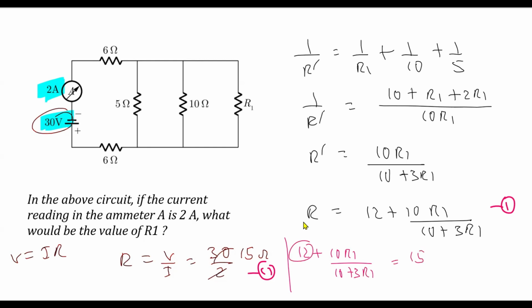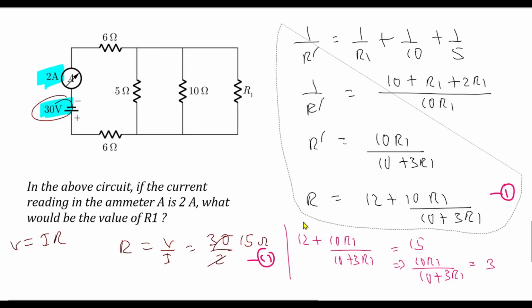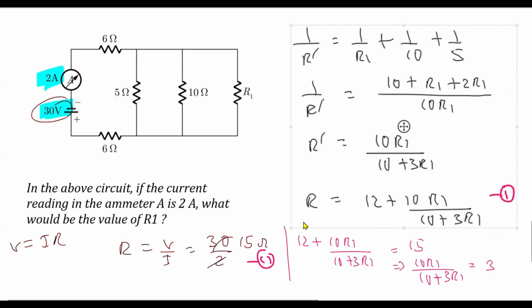So if I transpose this 12 to the other side, what we are getting here is 10 times R1 over 10 plus 3 times R1 should give you 15 minus 12, right? On transposing it is 3. Now we can do cross multiplication. So let me make some space over here.